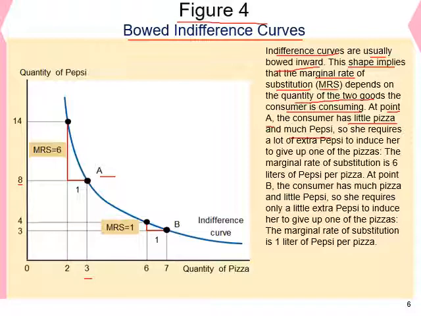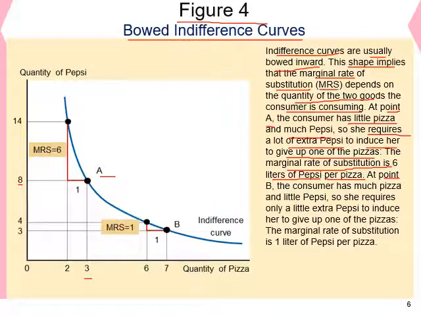So this will require a lot of extra Pepsi to induce the consumer to give up one pizza. The marginal rate of substitution is 6 liters of Pepsi per pizza.